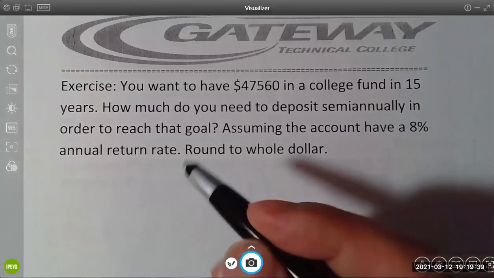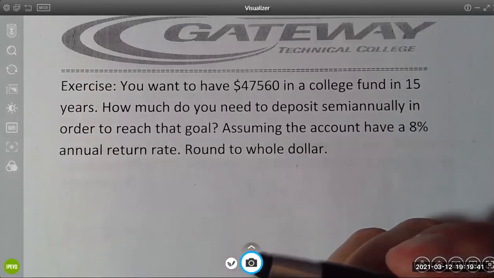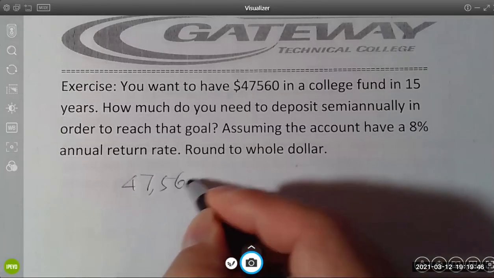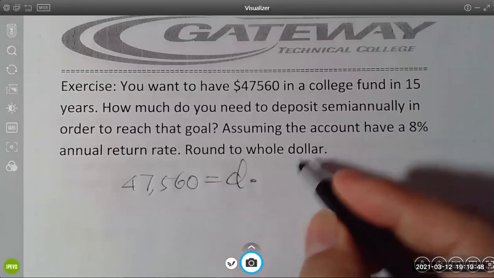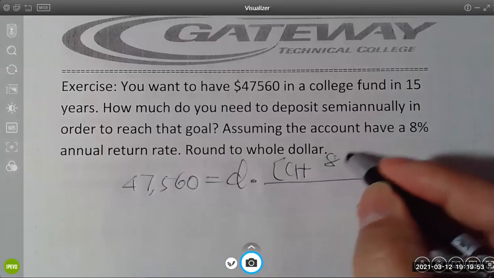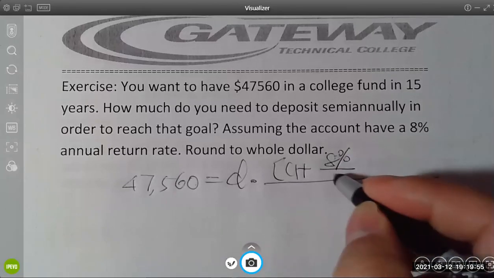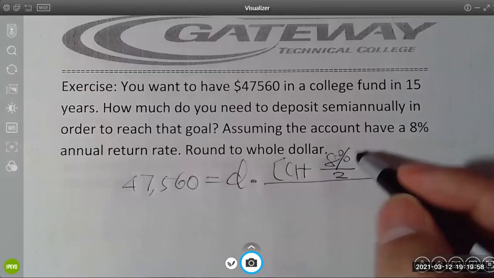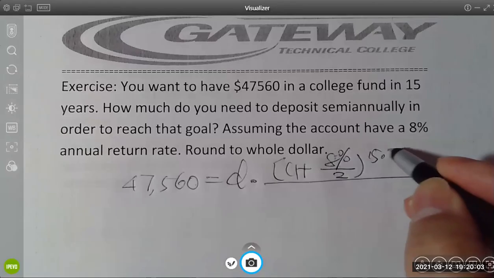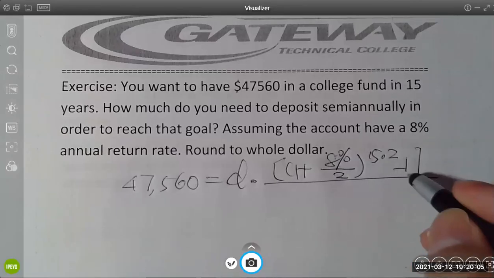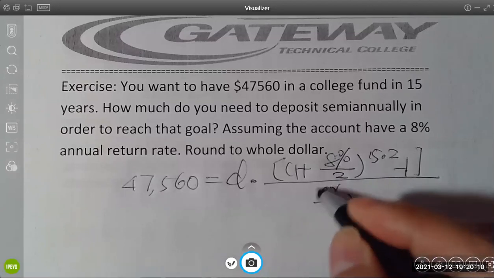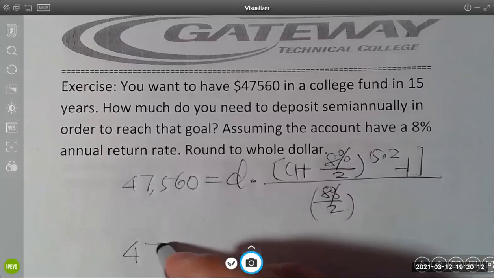So again, this is a future value of annuity problem. We're looking for the deposit. So 47,560 equals deposit times 1 plus the interest rate of 8%. And semi-annually means you compound it every half year, that means you compound it twice a year. So we have 15 years of time, 8% over 2. So let's rewrite it before we do the calculation.